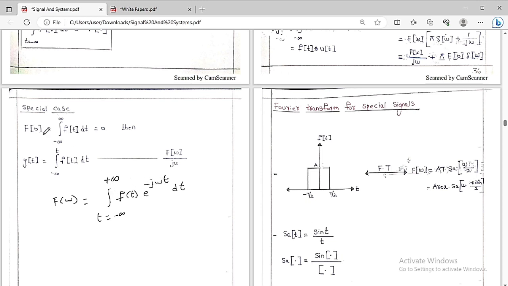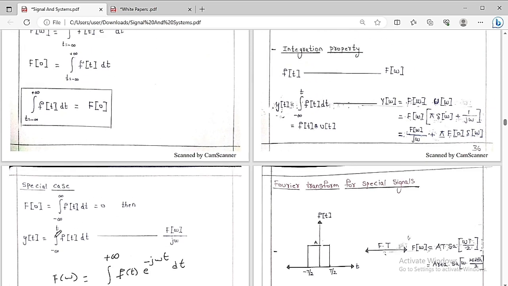Suppose this value is equal to 0, then what is going to happen? Let me see here. For this case, the integration from minus infinity to t of f of t dt is nothing but F of omega by j omega. So this F of 0 is nothing but 0. In the special case, we have studied that this value is equal to 0. So therefore, if this value is 0, the overall term is 0, and we are going to get only this value.